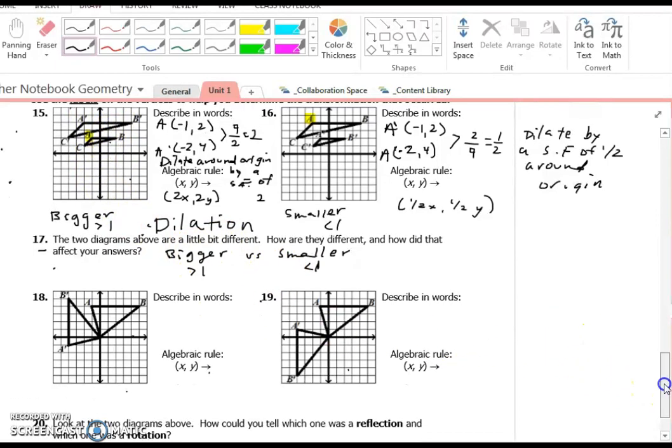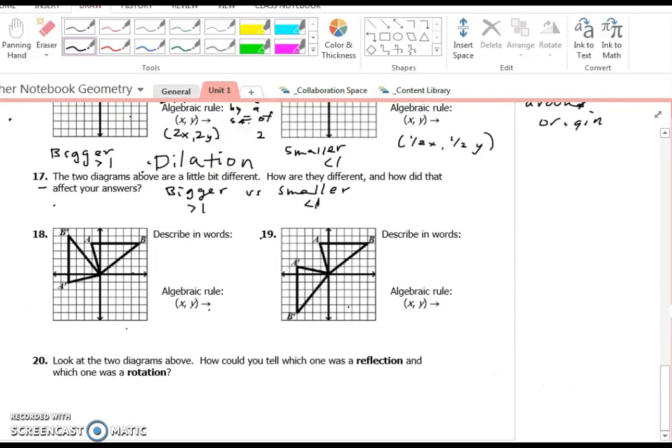All right, let's get into 18 and 19. So the first one says describe in words. So to figure out what's happening, I'm going to look at 2 points. I'm going to compare 2 points. I know it's not a translation because the shape's been moved, right? It's not the same direction. To me, it looks like a rotation just because B, if you can kind of see, has been rotated to the right. But let's just take a look at what's going to happen.